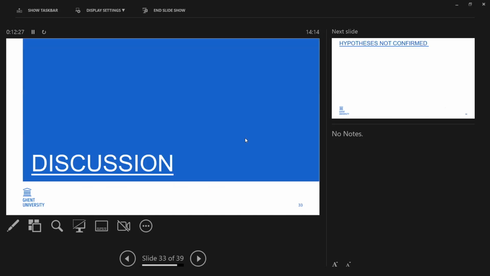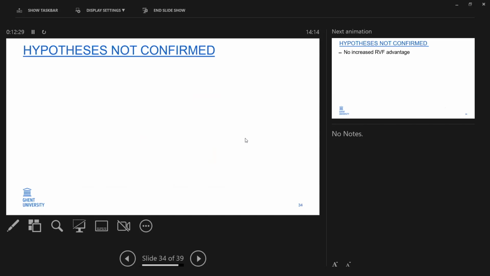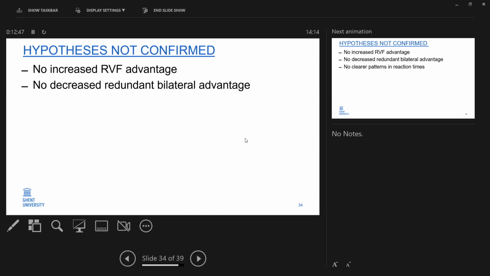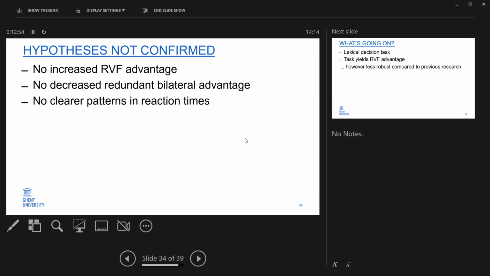Okay, discussion. So the main take-home message is my hypotheses were not confirmed. I didn't find an increased right visual field advantage. They didn't perform worse on the left visual field compared. I mean, the difference was not increased between left and right visual field. There was no decreased redundant bilateral advantage. In the error rate, it even seemed to go the other way around. And I didn't see more apparent patterns in reaction times compared to accuracy scores.